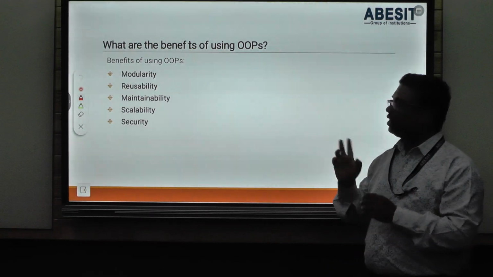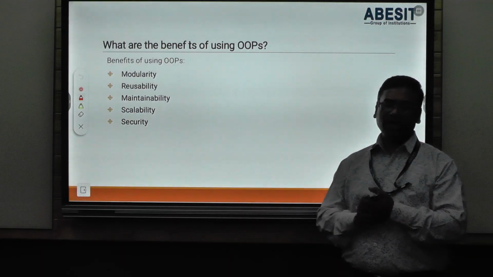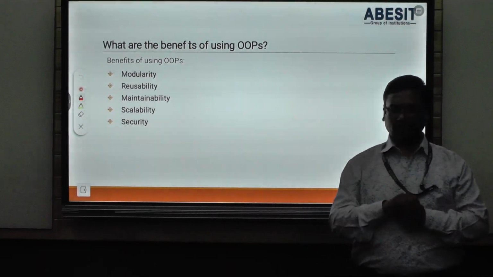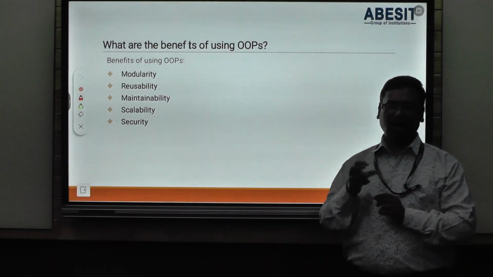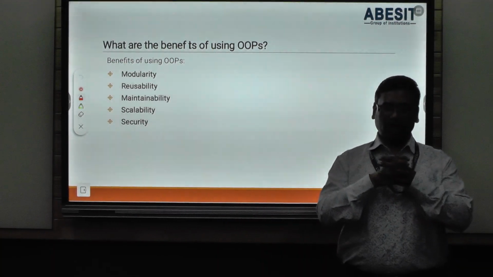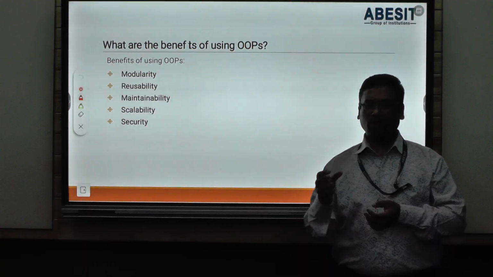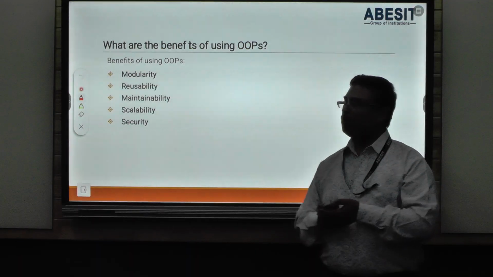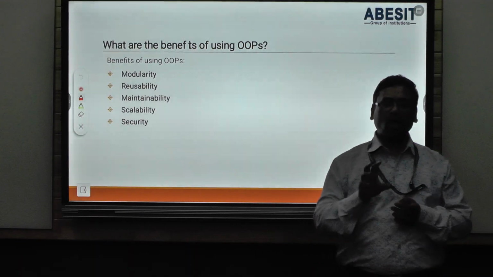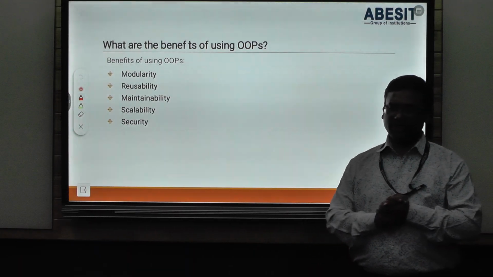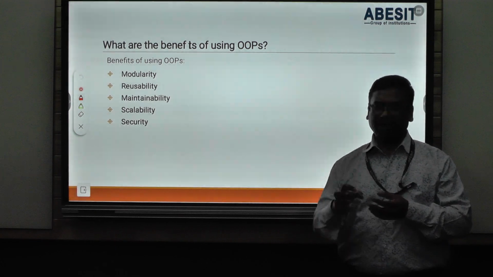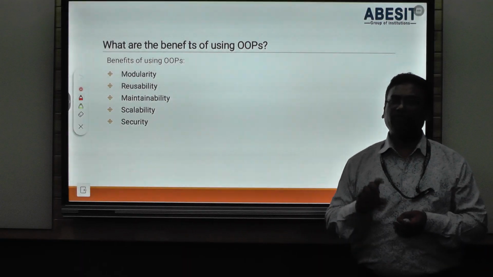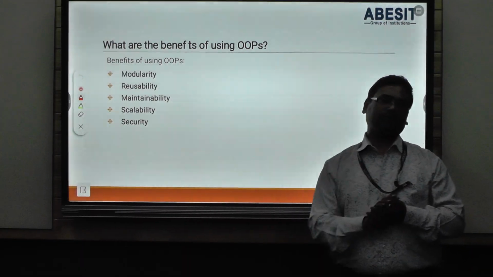Next, what is reusability? As we already discussed in inheritance, it promotes the reusability feature. Like objects and classes can be reused anywhere in the program or projects to save time and effort. Next is maintainability. By OOP's modular structure, it is easy to update and modify a part of a system without affecting the other parts of the system.